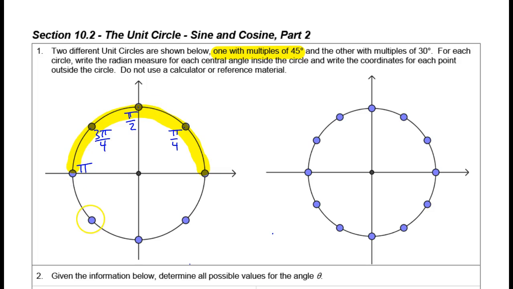this one must be 5 pi over 4. This one is 6 pi over 4, which we would reduce to 3 pi over 2. And let's see, 1, 2, 3, 4, 5, 6, 7 pi over 4, all the way to 8 pi over 4, which is 2 pi. Remember, we started at 0, we ended at 2 pi, which is the same value.